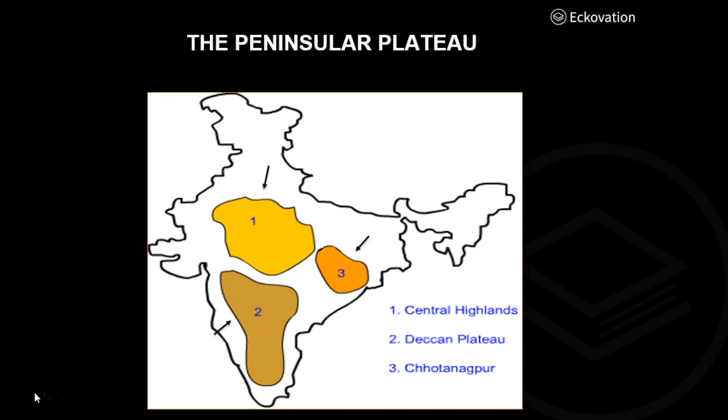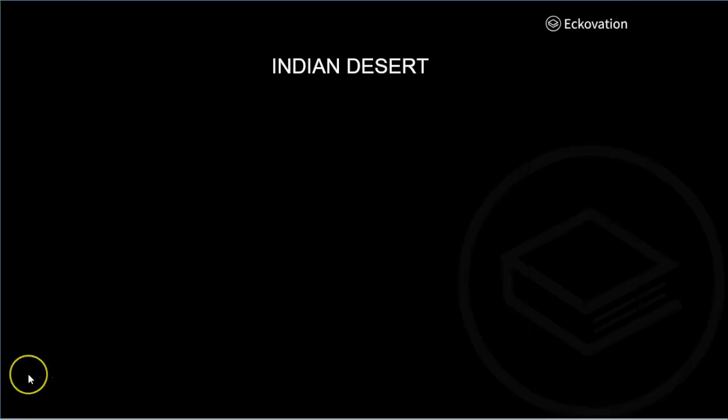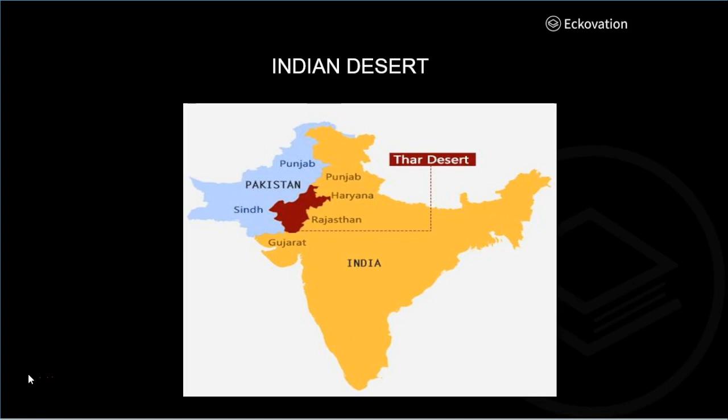The Chota Nagpur Plateau is a plateau in eastern India, which covers much of Jharkhand as well as adjacent parts of Odisha, West Bengal, Bihar, and Chhattisgarh. Now, we'll be talking about the fourth physiographic feature of India, which is the Indian desert. The Indian desert lies in the western part of India, and this area gets insufficient rain. This area covers some major portions of Punjab, Haryana, Rajasthan, and Gujarat.